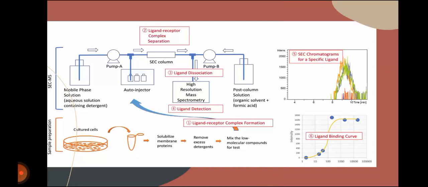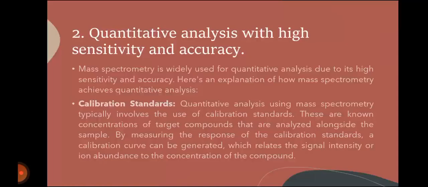This is the diagram of a chromatogram for a specific ligand, in which there is ligand receptor complex formation, then ligand detection, then ligand dissociation, and then ligand receptor complex separation, and at the end we see the data in the form of a graph, the ligand binding curve.